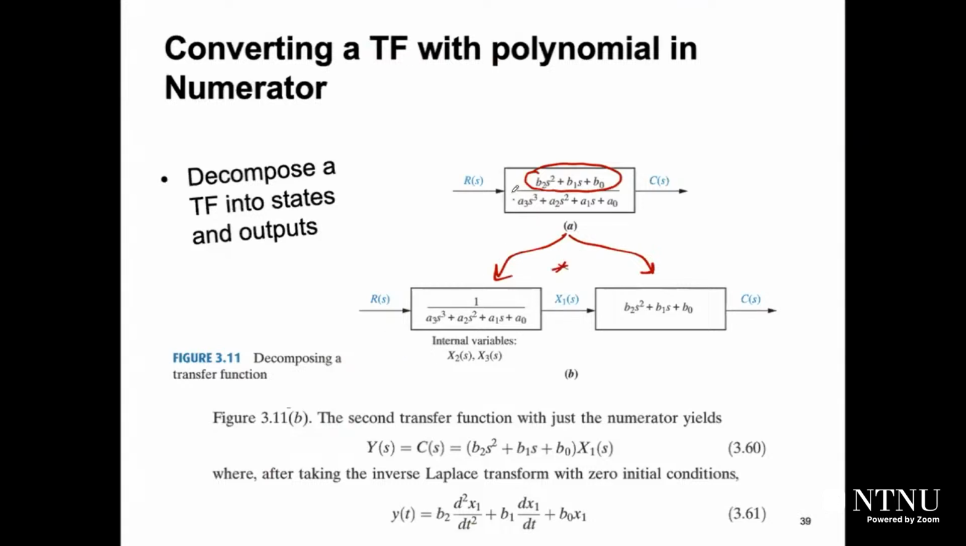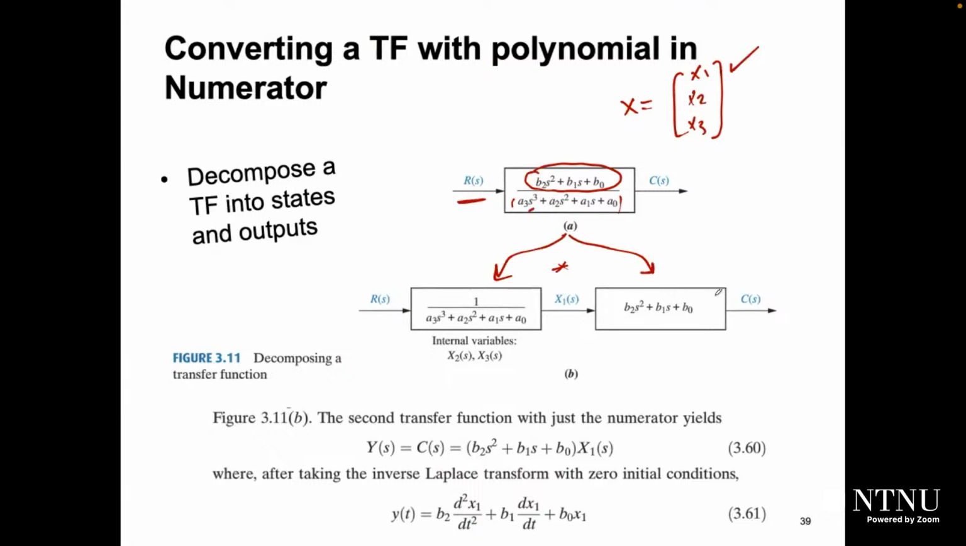So it will be 1 divided by that part first. The input will be r of s. The output will be the states x of s. The output from this one will be states, and after that it will be x1 of s, because this is the lowest state, x1. We have also other internal states or internal variables, x2 and x3. Why x3? Because this one is third order. So we should have a state vector here called x1, x2, and x3. When you decompose it into multiplication of two blocks, the output from the first block should be x1, right?